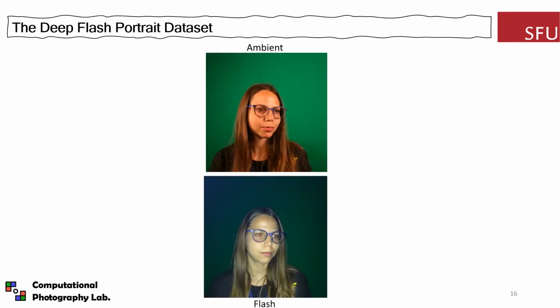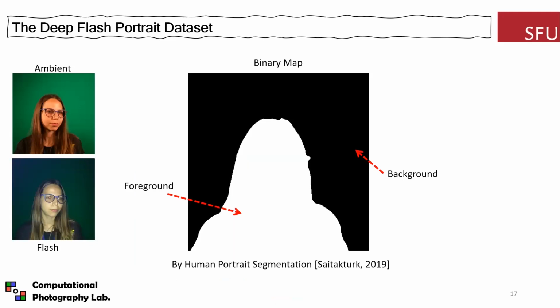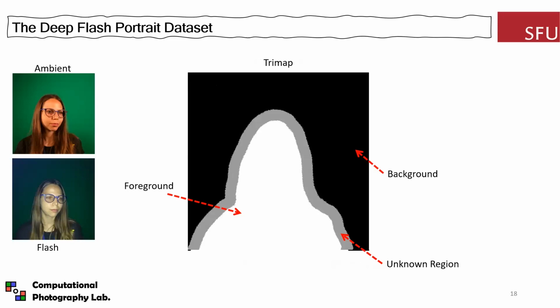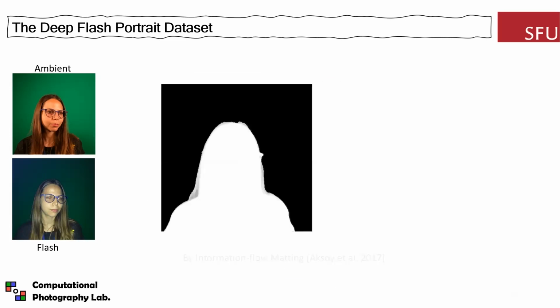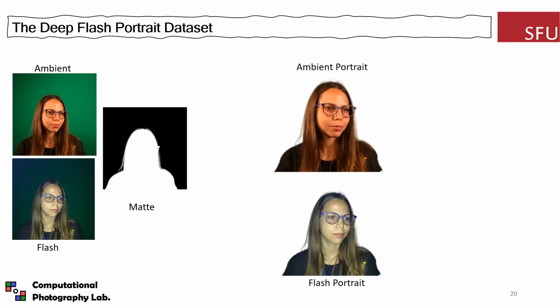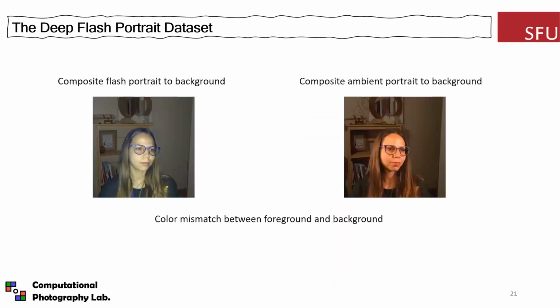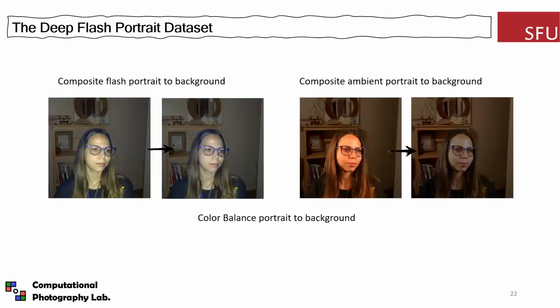First, we create a binary map which segments the portrait into background and foreground. We then estimate the tri-maps from this binary map. Then, by using an off-the-shelf matting method, we estimate the alpha matte, which gives alpha values to unknown regions of the tri-map. We are able to segment the portraits. However, if we composite them on the indoor images, we can see color mismatch between the foreground and background. Therefore, we color balance the portraits to match the backgrounds and make realistic looking photographs.